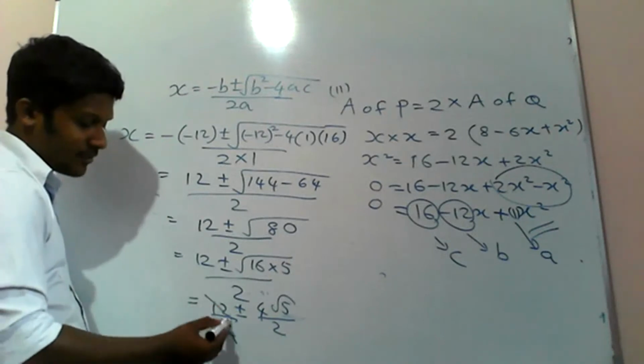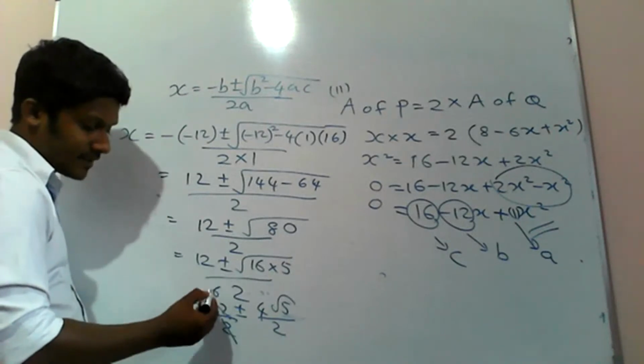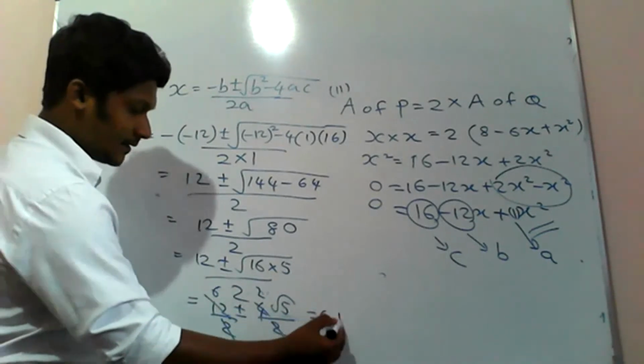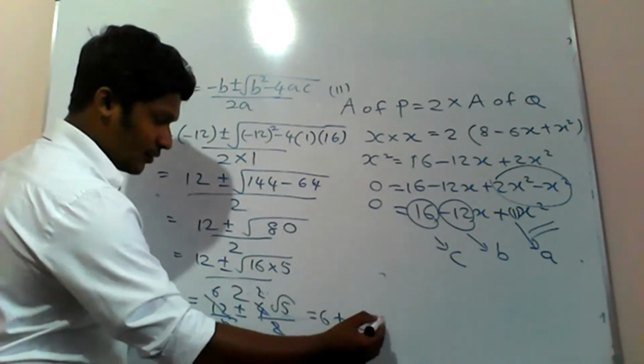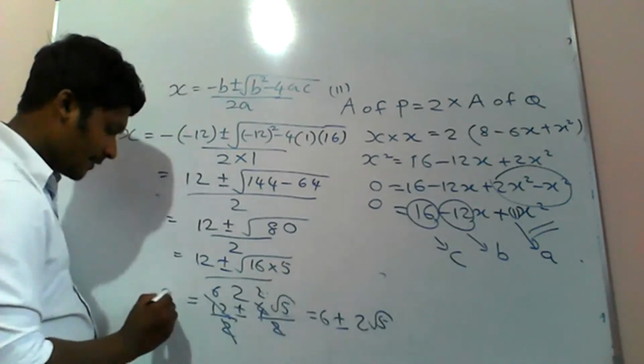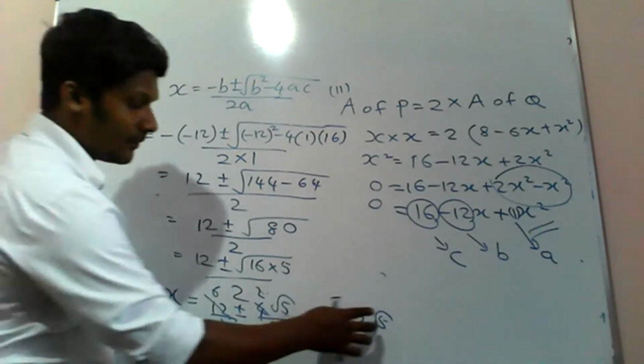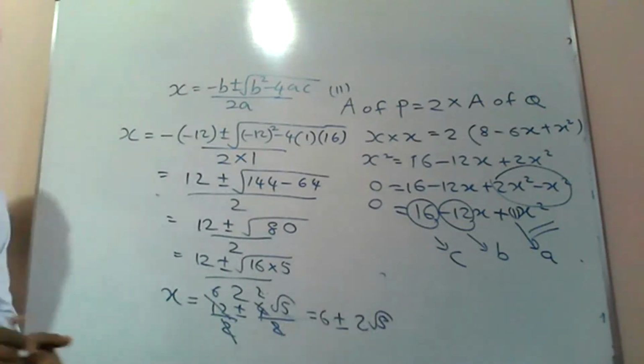Then 12 divided by 2 is 6, and 4 divided by 2 is 2. Then the answer is 6 plus or minus 2 root 5. x equals 6 plus or minus 2 root 5. Right, now this is the answer.